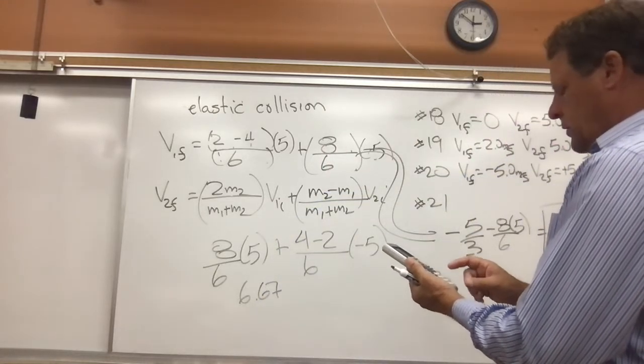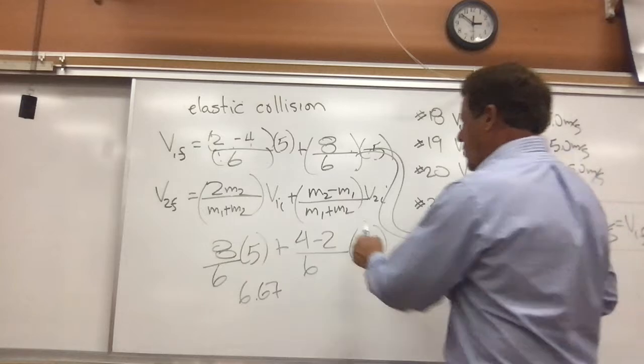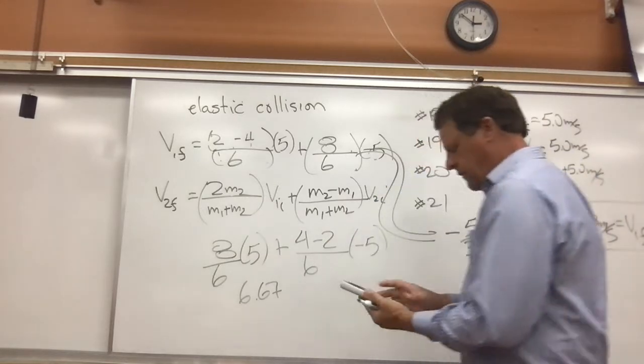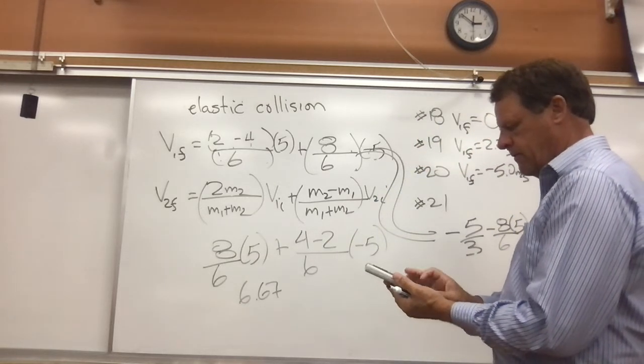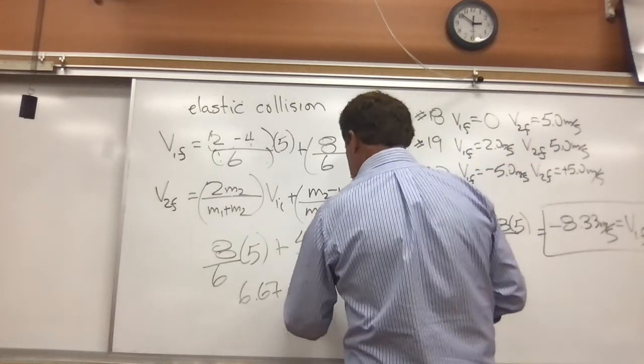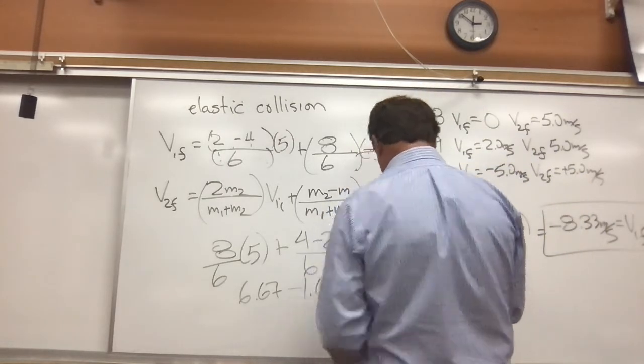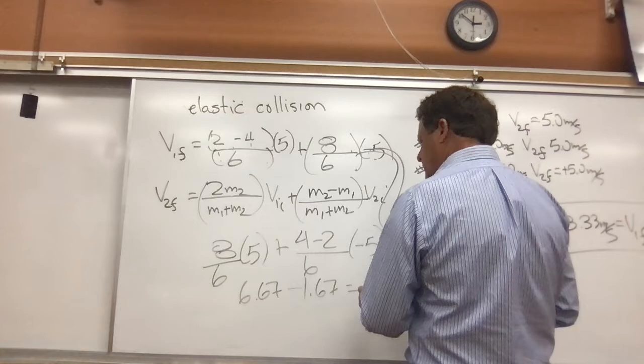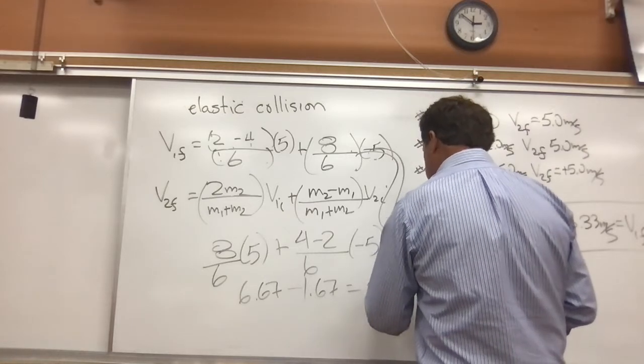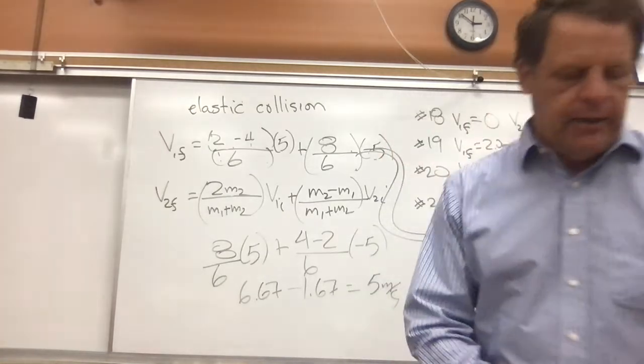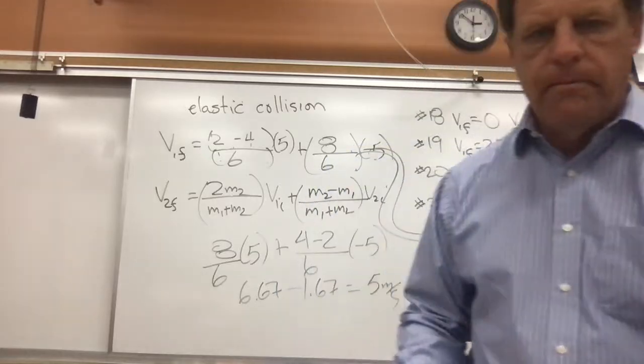And then we're going to have 1/3 of 5, which is going to be minus 1.67. And that is going to give us 5 meters per second. Is that right? No.